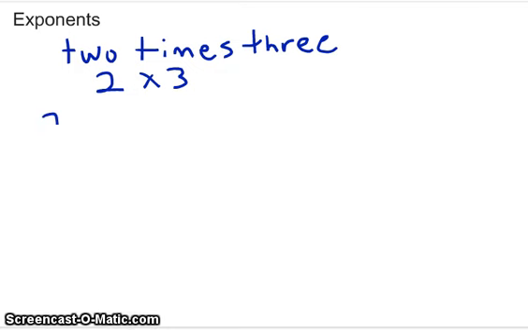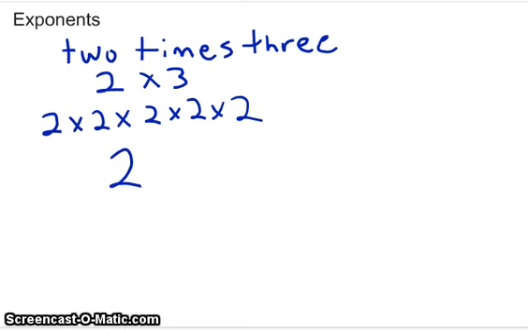Along those lines, mathematicians said if they have a long expression like 2 times 2 times 2 times 2 times 2, they wanted to come up with a shorthand way to write that. So they came up with the idea of taking the number 2, the number you see, and then counting how many times they see that number. They see it 1, 2, 3, 4, 5 times, so they would put a little 5 right there.